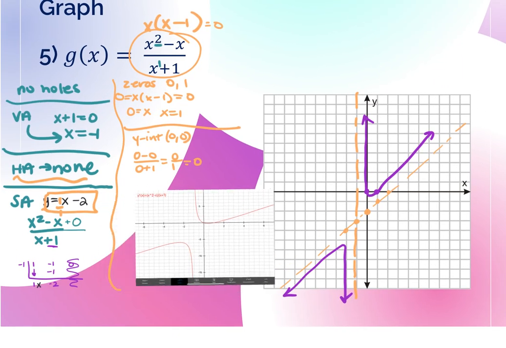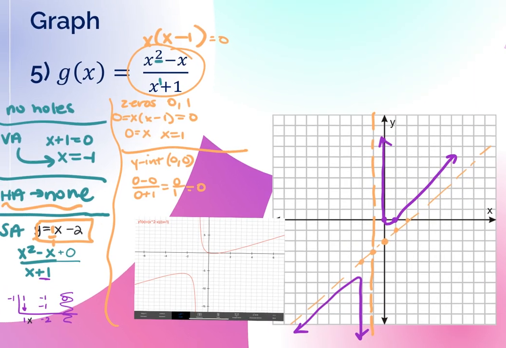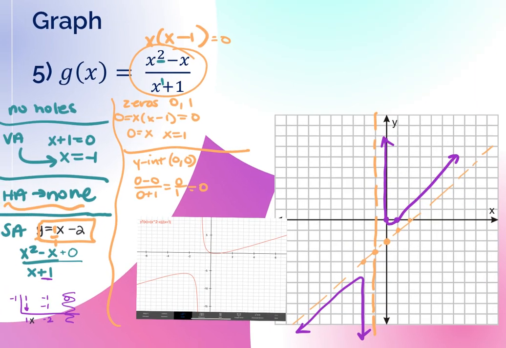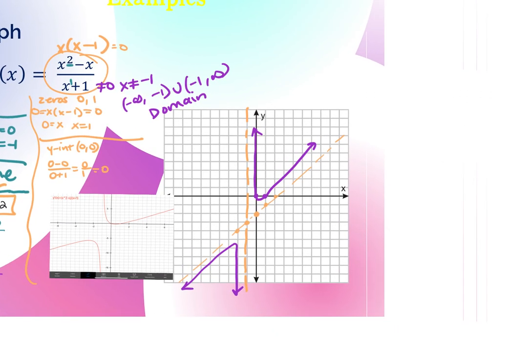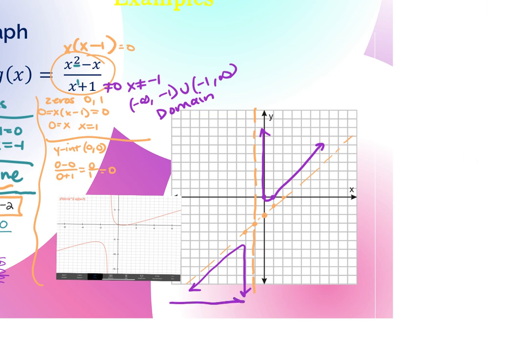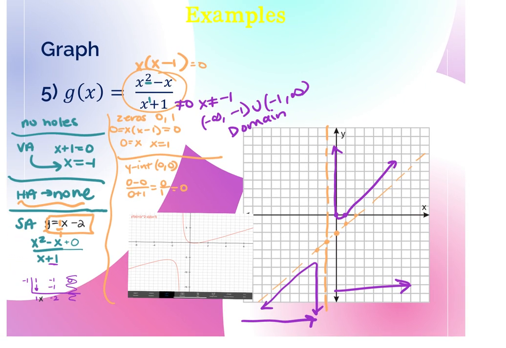And then don't forget, it's going to ask for domain. Domain is the opposite of your vertical asymptote. So if x equals -1, then the domain would be that x cannot equal -1. So the domain would be -infinity to -1 and -1 to positive infinity. If you look at your graph, all the x values should match. There are values coming from the left up until that -1 where there's a vertical asymptote, and then the x values continue after that. So it's consistent with your domain.